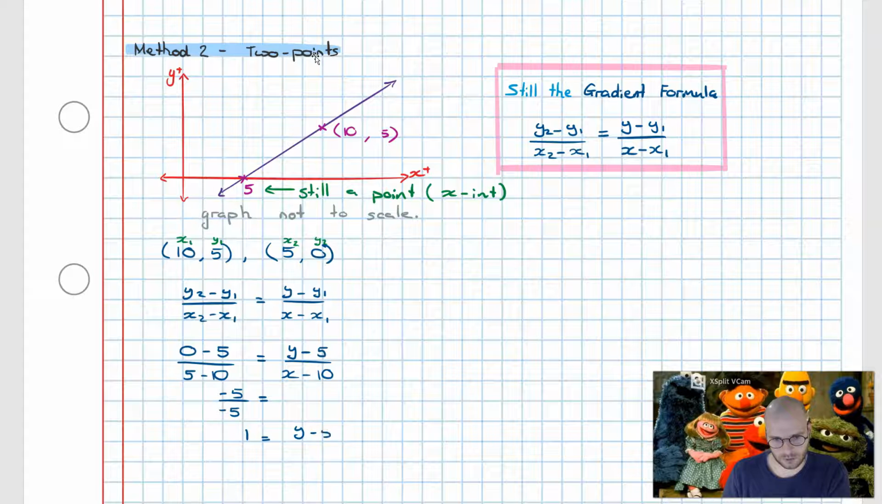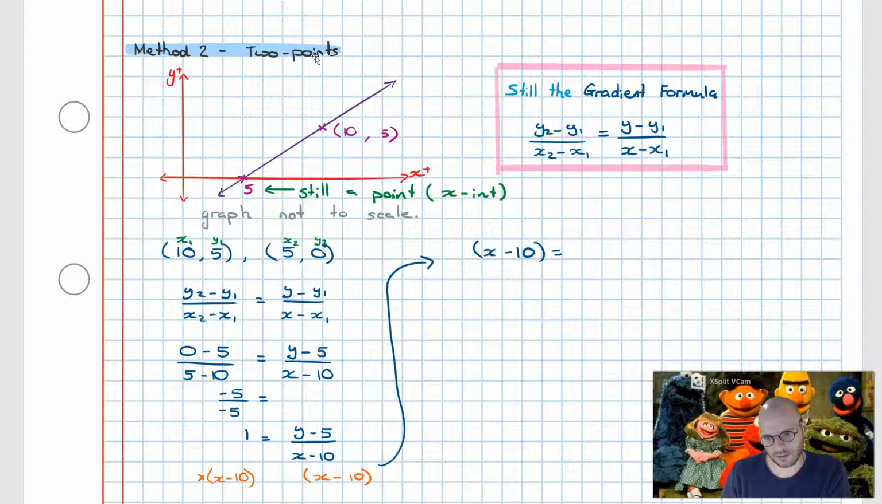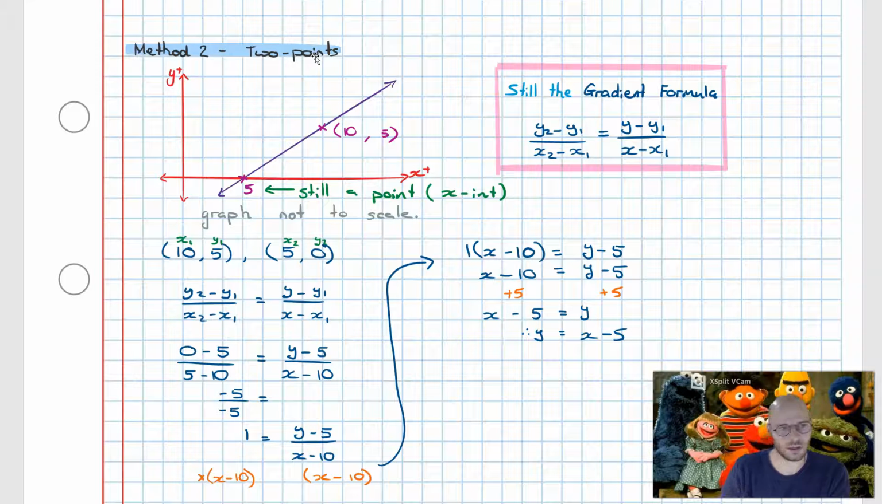Then y minus 5. Now solving for this, we're going to multiply both sides by x take 10. This is going to give us x take 10 is equal to y minus 5. Expanding the brackets, and then we're going to rearrange for y as the subject. So we're going to add 5 to both sides. Therefore, we're going to find that y is equal to x take 5, which seems to match the pattern that we see regarding the line over here. Positive gradient, negative y-intercept seems to match up.